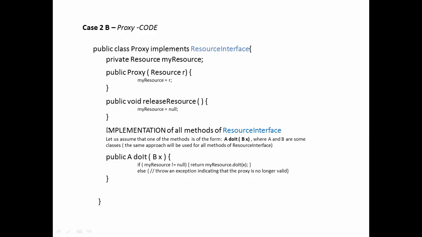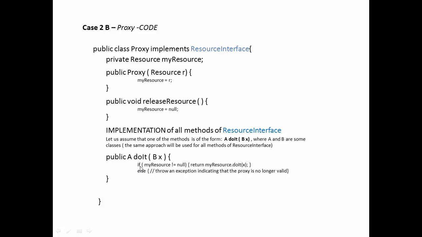So now let's look at the implementation of all the business methods of the resource interface. Just to remind you, if this is a stack, this is push, pop, etc. So let us just assume that there is a method which looks like this. It returns something of type A and is named doit, and it has a parameter passed to it of type B. A and B are some classes. It does not really matter what kind of classes. So I have public A doit B.